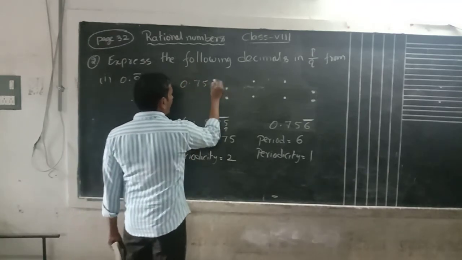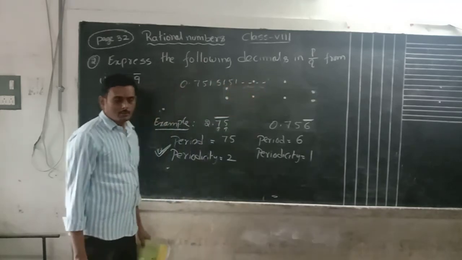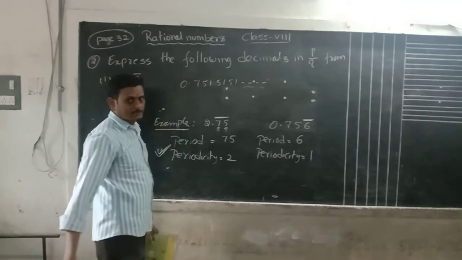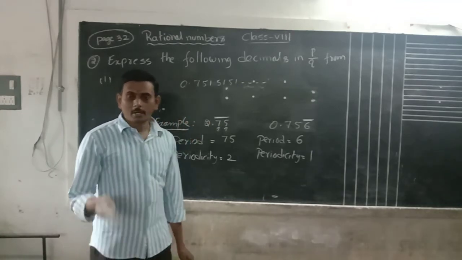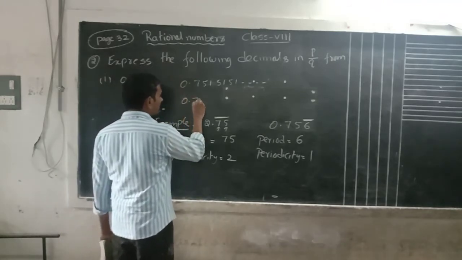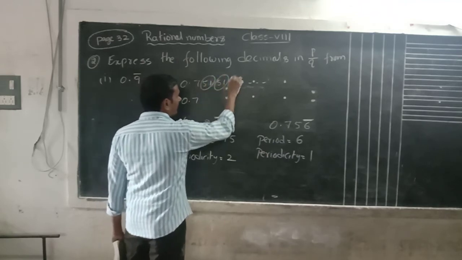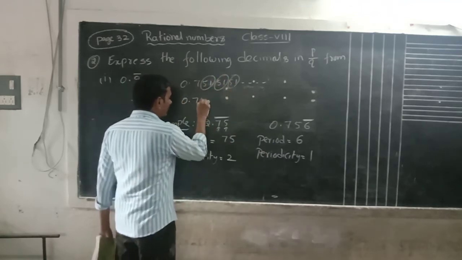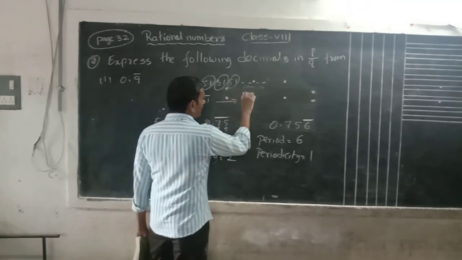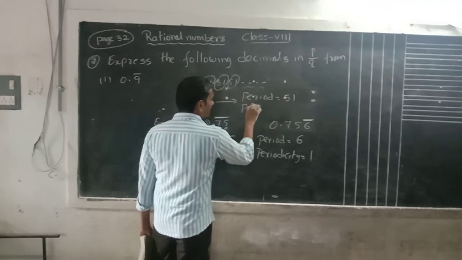0.7555... and 0.751 51 51 and so on, like this given. Now we have to write the p by q form for this one. What is the period? What is the periodicity? We should know. This 7 is not repeating. What is repeating? 51 51 51. So we can write 51 bar.